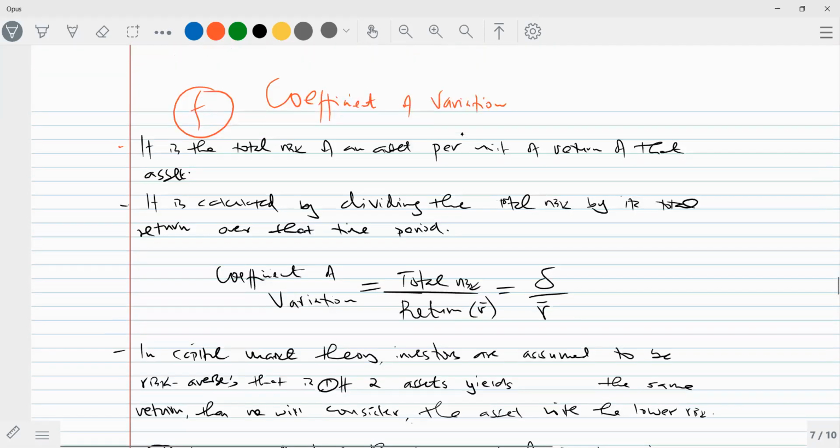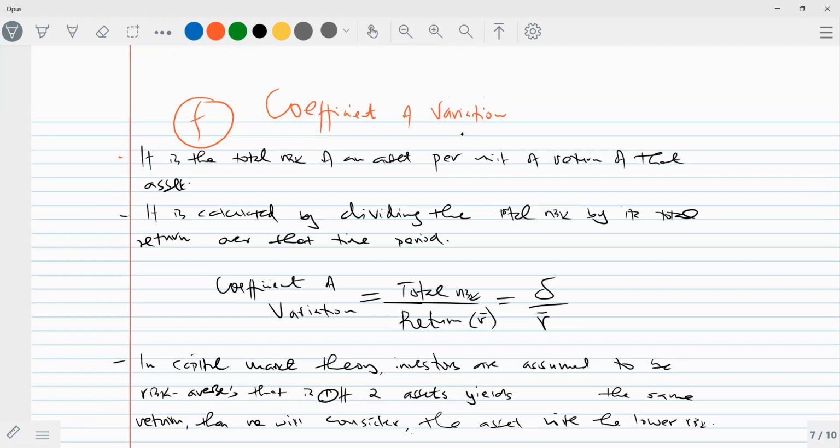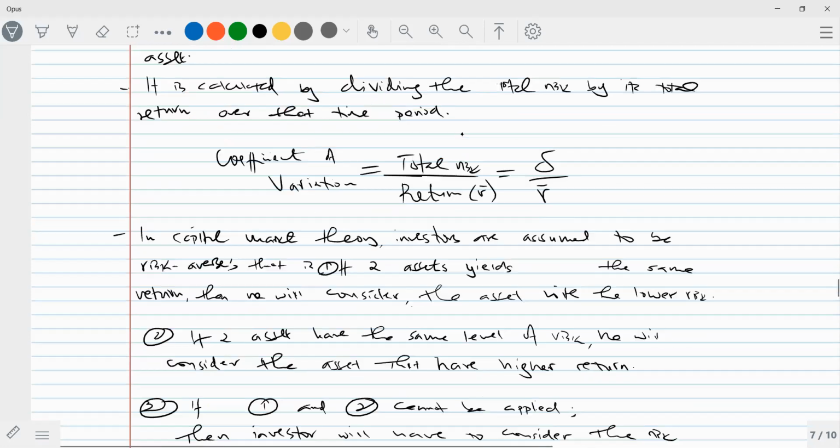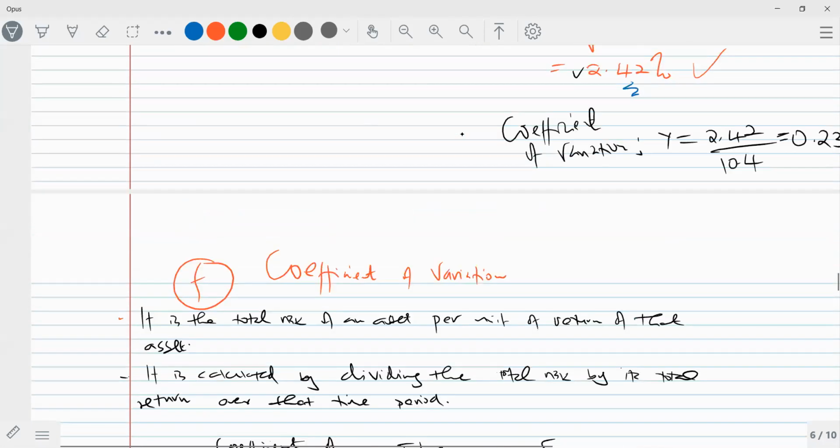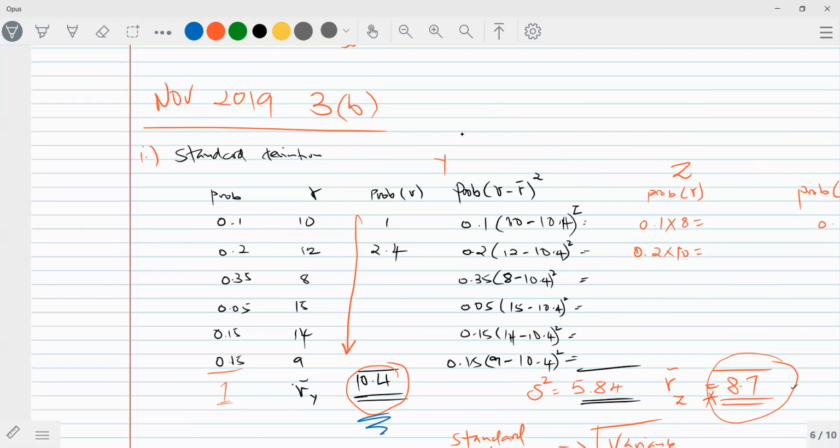Those are some of the measures that we discussed regarding how we assess the risk of a stock or a security. We went ahead and did an example. I think this was the example that we discussed together, from the November 2019 question 3B. Today I want us to discuss another example, to apply all these concepts that we were discussing last time, so they can stick.